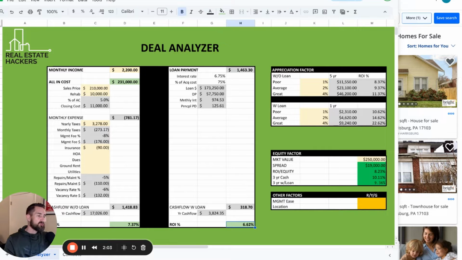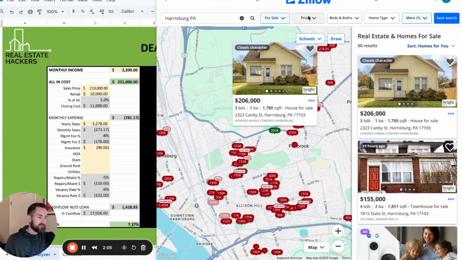So let's go into Zillow. I have Zillow pulled up here on this other side, and this is Harrisburg, PA. You can choose any property. I'm just choosing a random property. This property has no purpose that I'm choosing it, but if I were to want to see if this is a good deal, this is how I'd go about doing it.